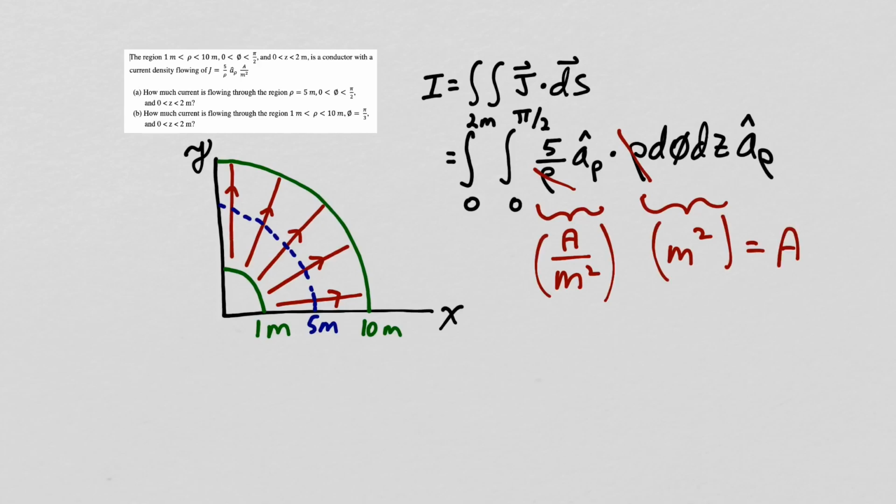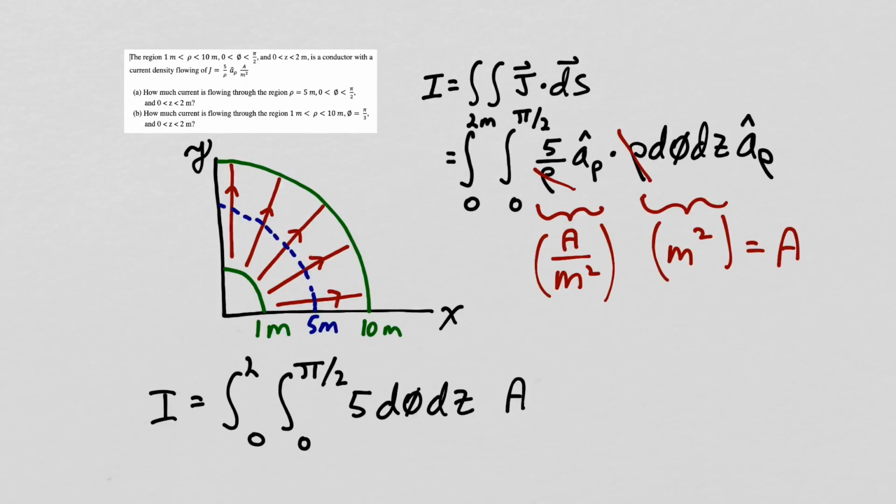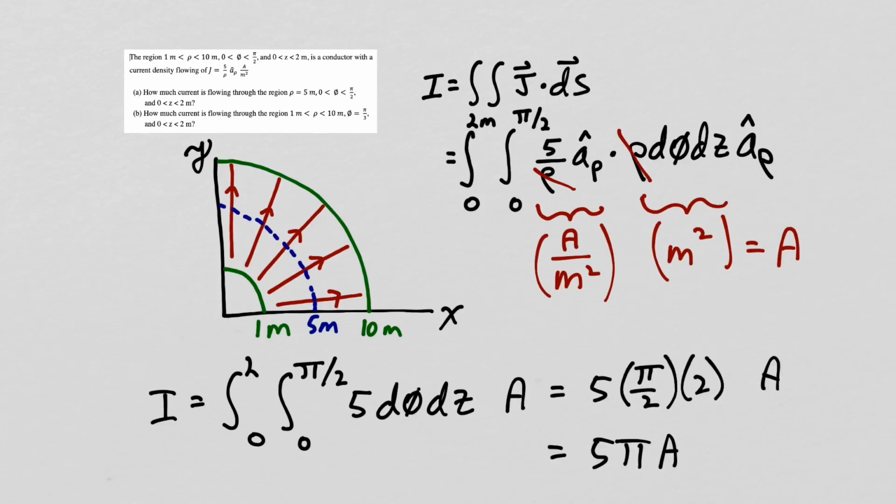So a_rho dot a_rho is 1, so our integrand becomes 5 d phi dz. And when we integrate that, we get pi over 2 when we integrate d phi between 0 and pi over 2, and 2 when we integrate dz between 0 and 2. So the current flowing through this surface is 5 pi amps.